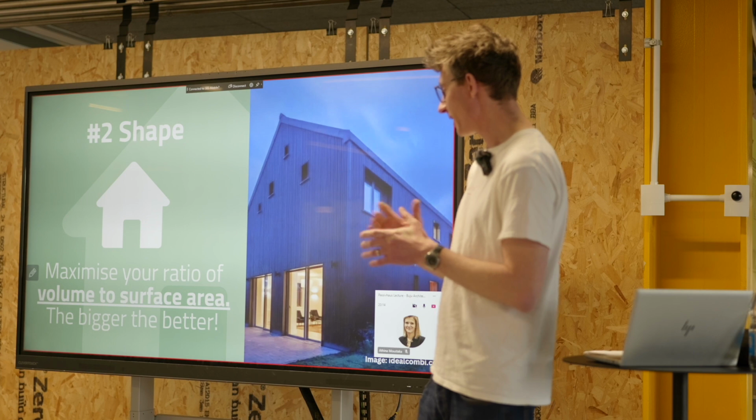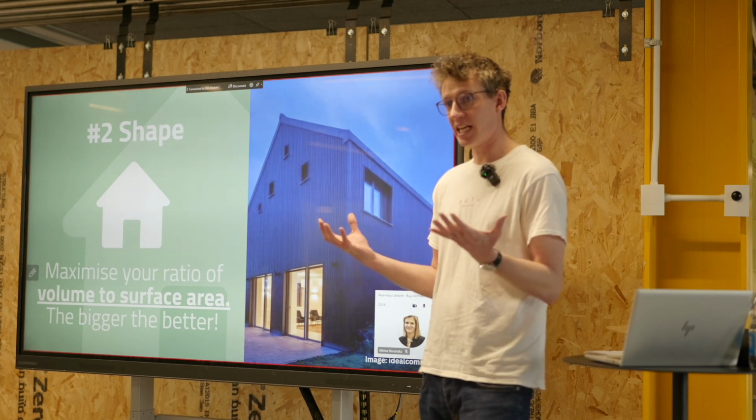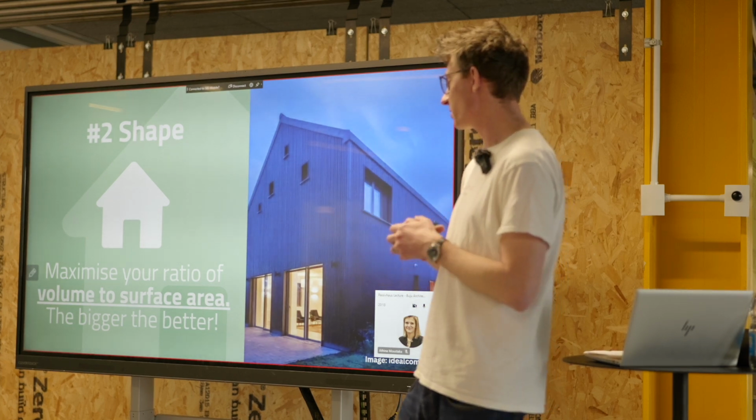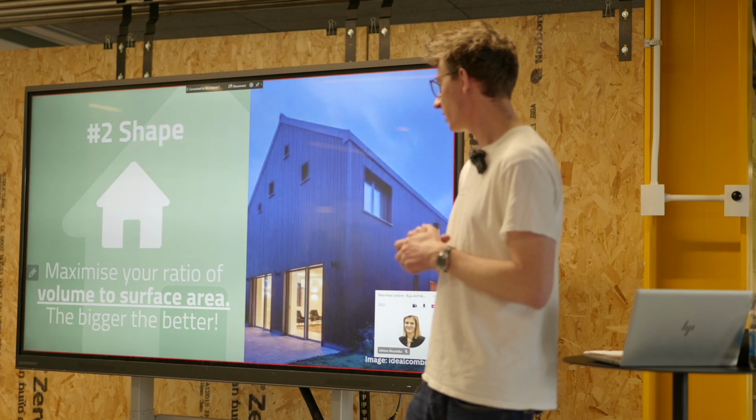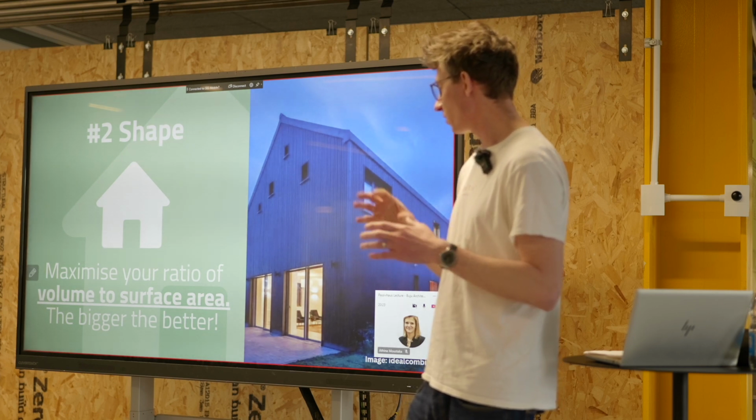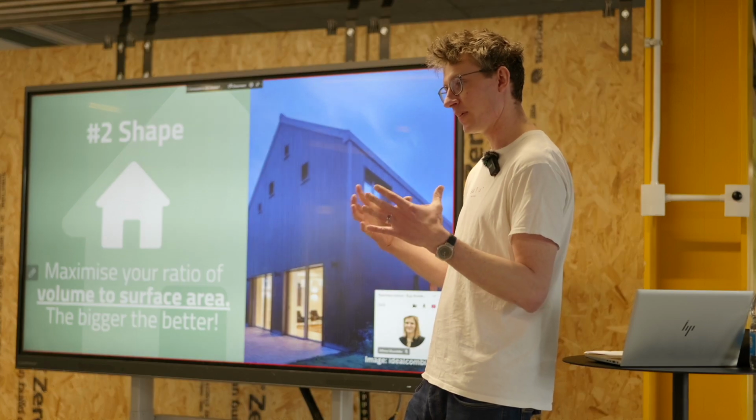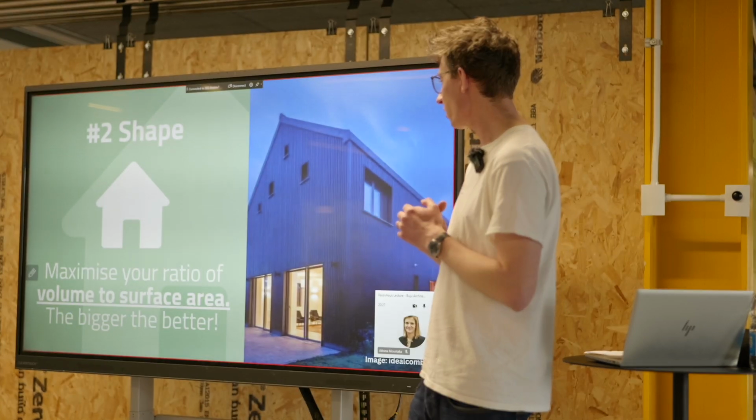The bigger the better. The bigger the building, the easier it is to achieve passive house design as well, which is quite interesting and worth bearing in mind. Obviously, if you've got a row of terraces, that also makes a more efficient shape because you've got less heat loss through the fabric of the building.